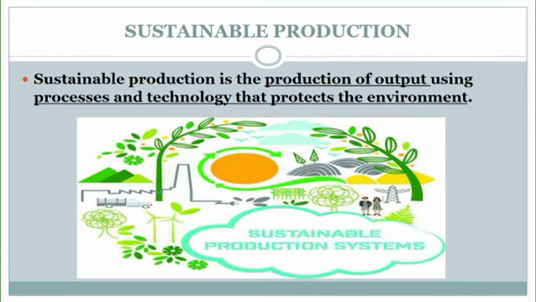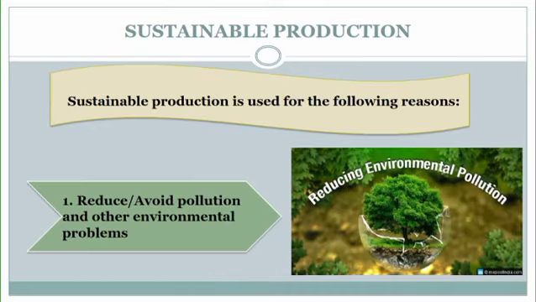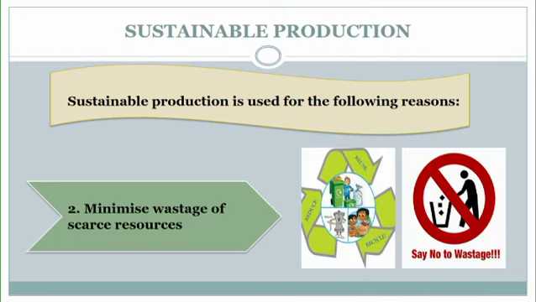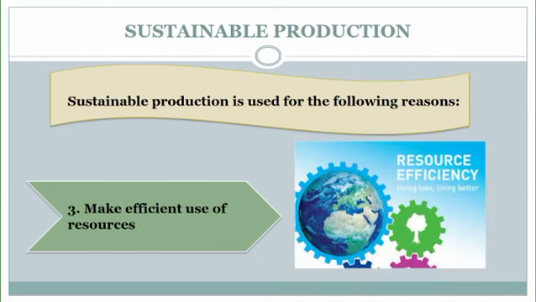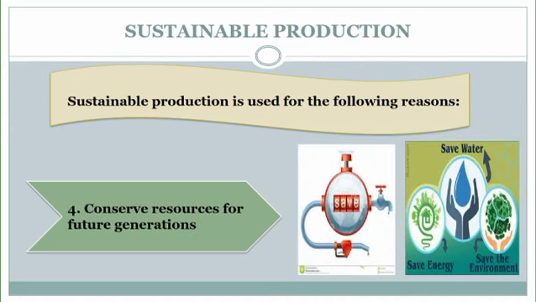Sustainable production. Sustainable production is the production of output using processes and technology that protects the environment. Sustainable production is used for the following reasons: to reduce or avoid pollution and other environmental problems, to minimize wastage of scarce resources, to make efficient use of resources, and to conserve resources for future generations.